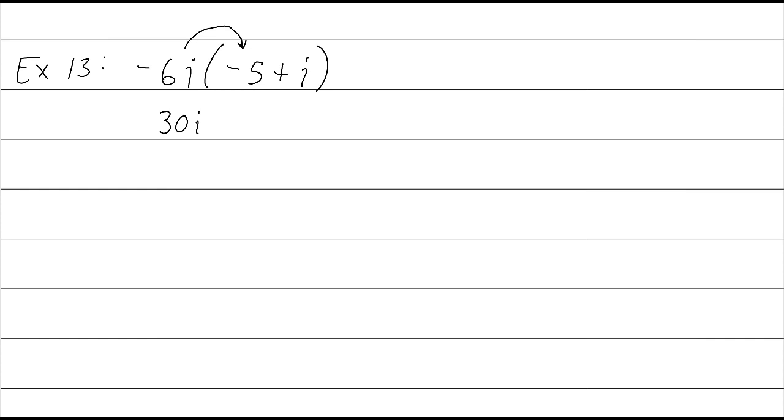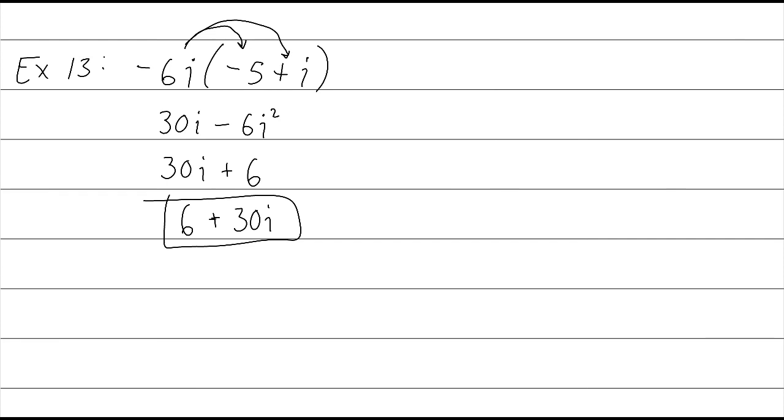It's nothing new. Negative 6i times i is negative 6i squared. But wait, anytime you see an i squared, that's really a negative 1. So this is really negative 6 times negative 1, which would be positive 6. So 30i plus 6. Now this is technically not written in the right form. So let's put it in complex number form, where you put the real number first, which is 6, and the imaginary part second, 30i.